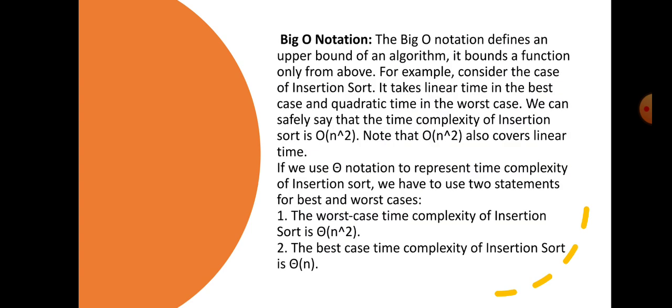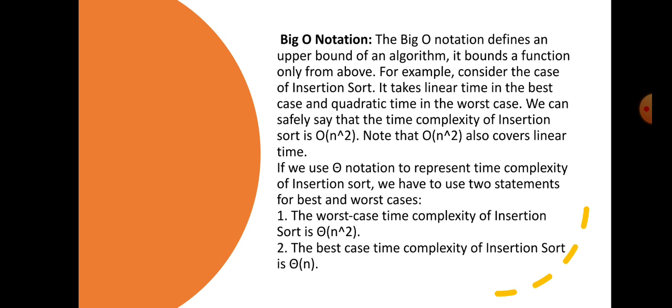Big O notation. The big O notation defines an upper bound of an algorithm. It bounds a function only from above. For example, consider the case of insertion sort. It takes linear time in the best case and quadratic time in the worst case. We can safely say that the time complexity of insertion sort is big O of n power 2. Note that big O of n power 2 also covers linear time.